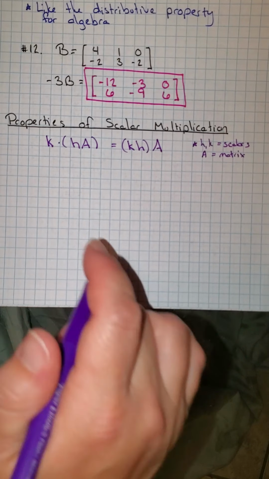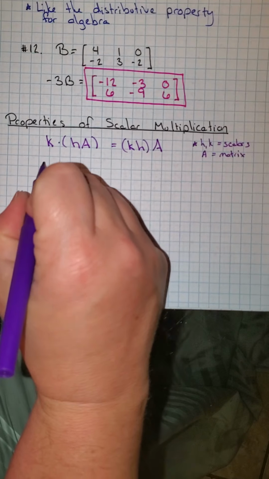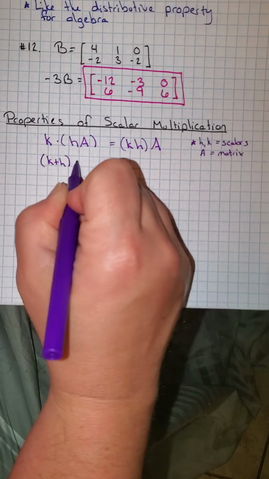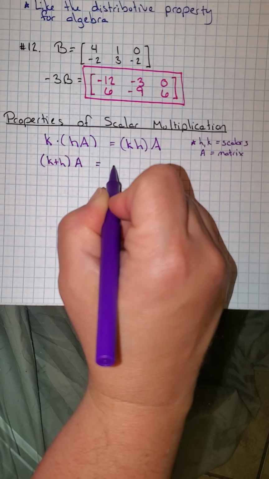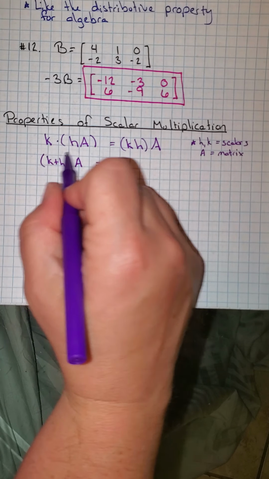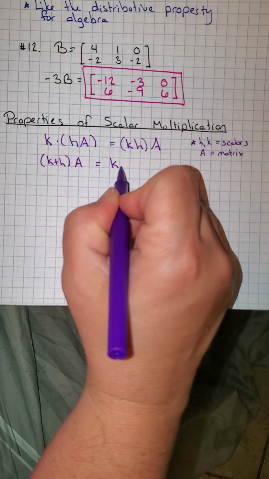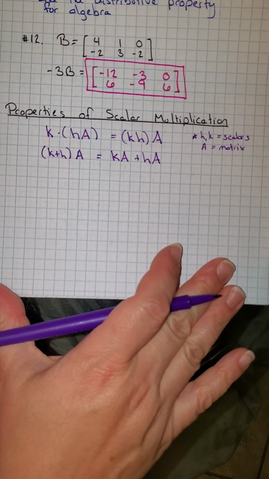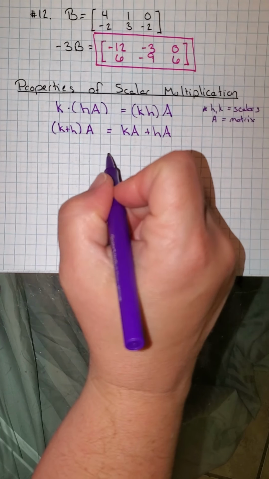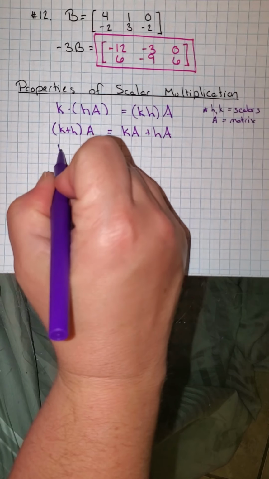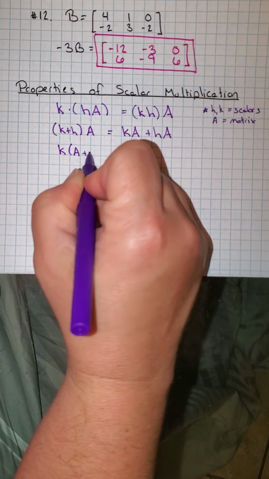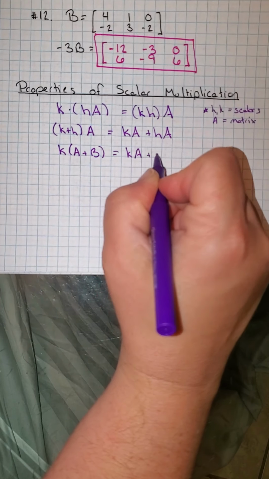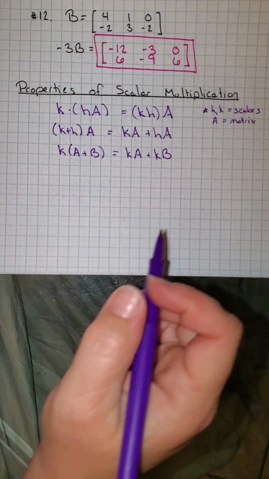Okay, so another thing that works is if you're adding two scalars together, so like k plus h, and you're multiplying it times the matrix A, you can distribute that. You can distribute your matrix A. So it'd be k times A plus h times A. And then finally, if you have a scalar times two matrices being added together, that's k times A plus k times B. You can distribute it.